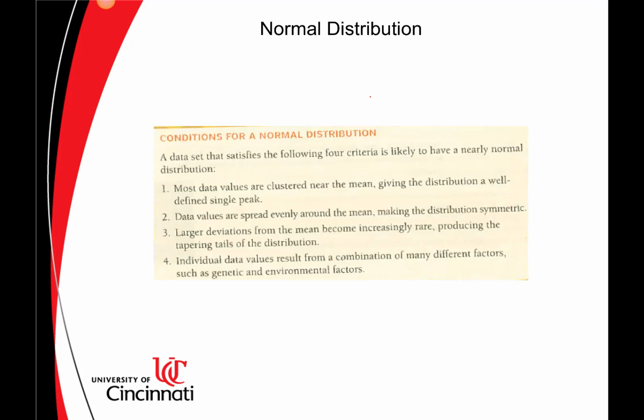Okay. What are some conditions that you have to have for a normal distribution? Well, first off, most of the data's got to be kind of crunched in the center. And this is important, it's spread evenly. That means on both sides, it's not skewed. Okay? Big deviations are rare.